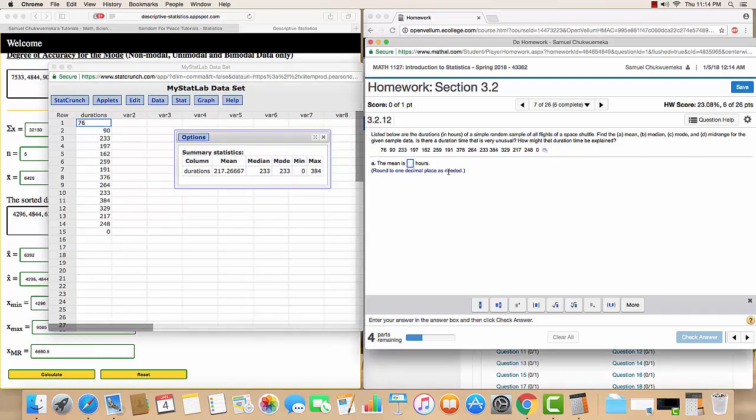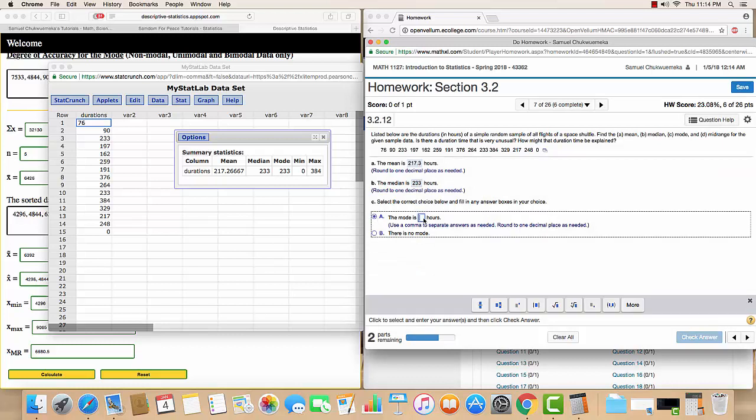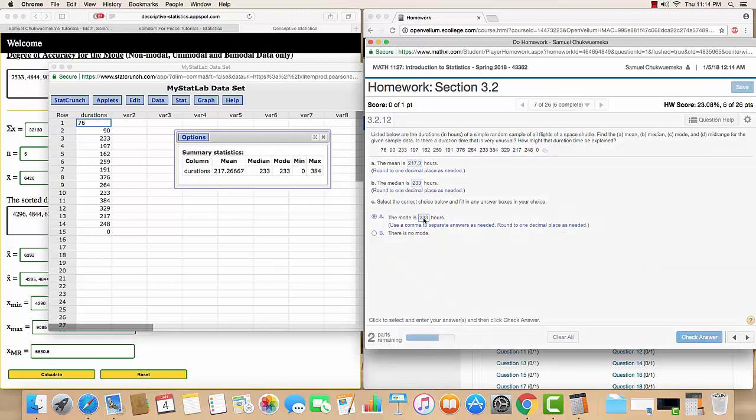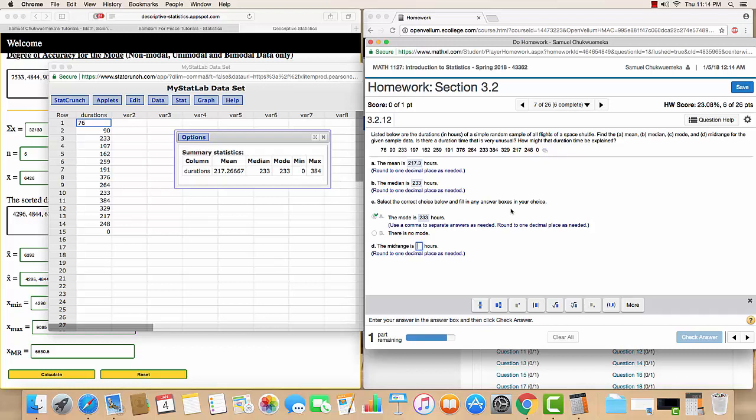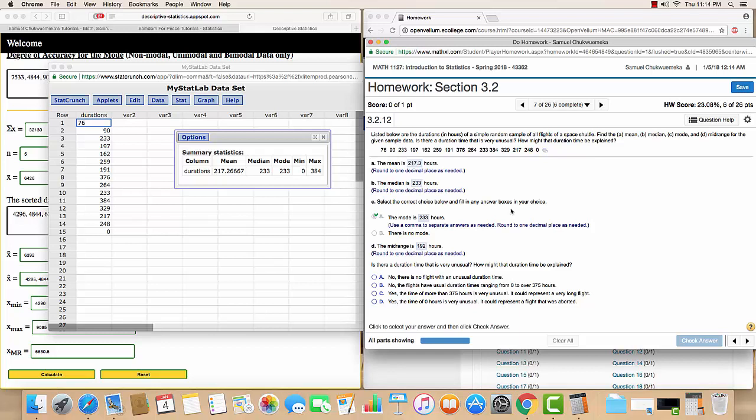So the mean is 217.3. The median is 233. The mode is 233. The mid range, 384 divided by 2, will give us 192. Right? 192. Okay. Is there a duration time that is very unusual? How might that duration time be explained?